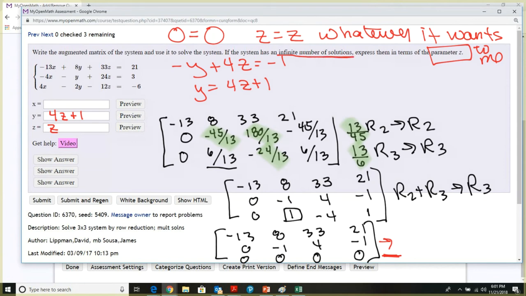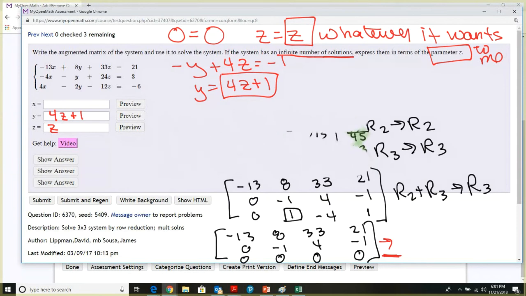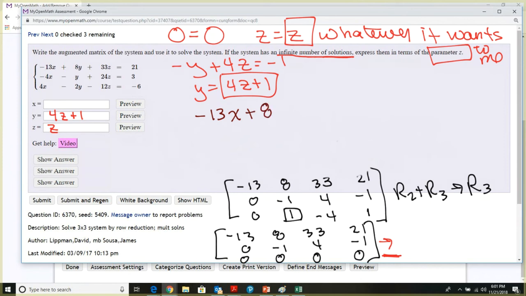So now we're still plugging in. So see, you're plugging in a z for z. We're going to be plugging in a 4z plus 1 for y. So let's go back to the first row. Remember how we kind of work backwards here. So according to the first row, negative 13x plus 8y, which is 4z plus 1, plus 33z, which is, well, z, this should be equal to 21.